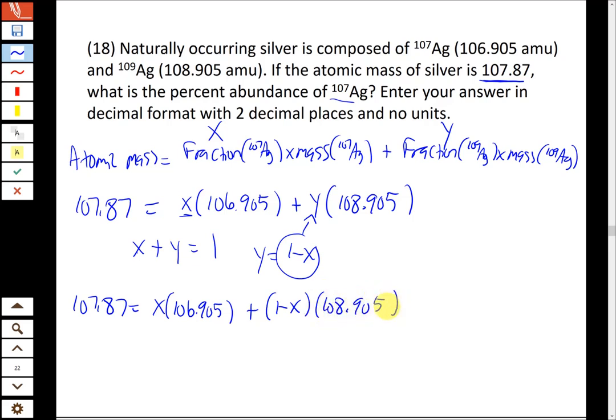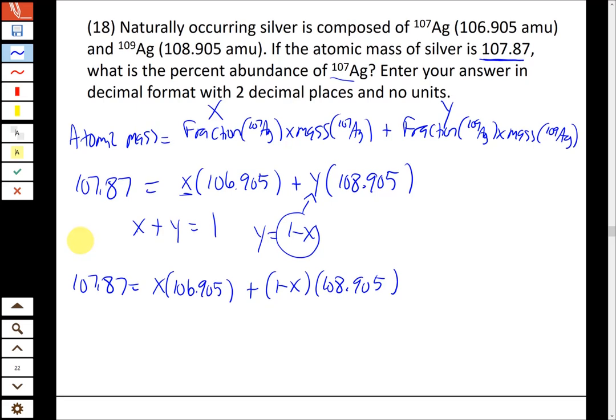All right, and then it just becomes a simpler algebra problem, so I'm not going to go through all the steps, but there's only a couple more steps left to get this. So x, again, is going to represent the fractional abundance of 107 isotope. And it comes out to 0.5175.